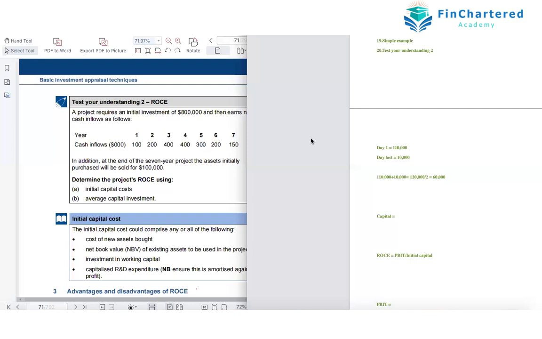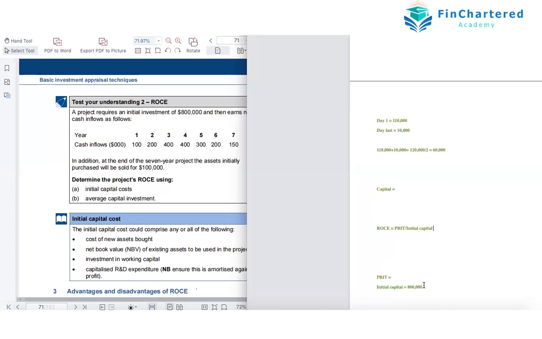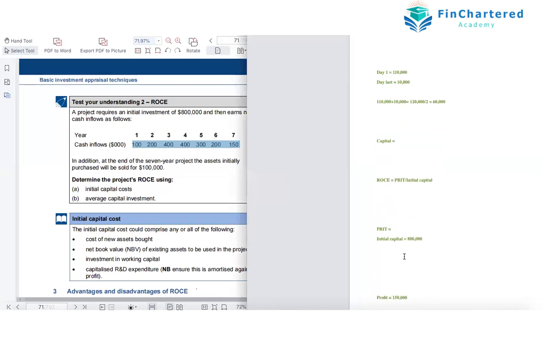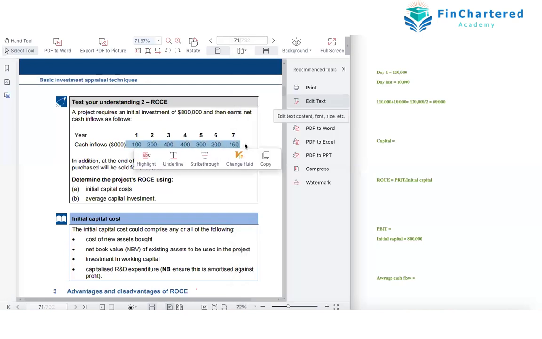Okay, so again, PBIT divided by initial capital. Initial capital is there, Anjana. PBIT you have to calculate. How? First of all, there are so many cash flows, so you will take the average. So first step is to take the average cash flow. And Anjana, how will you take the average cash flow? You'll add up all and divide by 7.